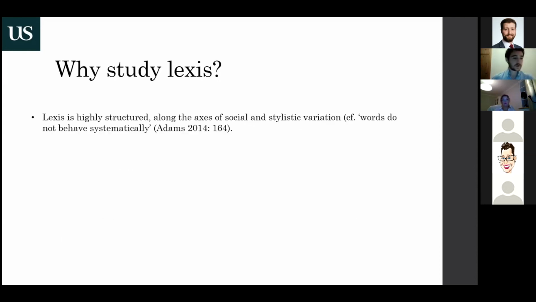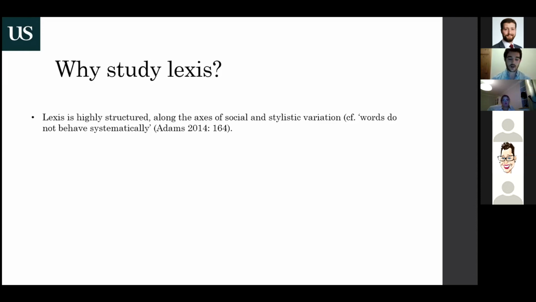Okay, so just to wrap up, from some of the key findings of my study and the things that I've spoken about today, to really reflect on why we should study lexis. What is it that lexis can do for us in terms of telling new stories about sociolinguistic variation and change? Now, the first thing I think that has been clear from this presentation is that lexical usage is highly structured, not only along the axis of social variation, but also stylistic variation.